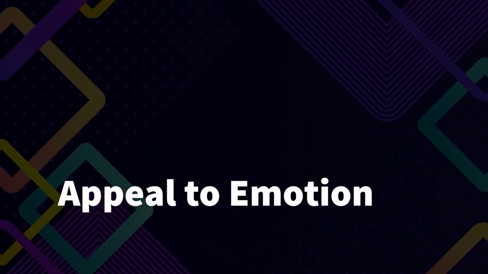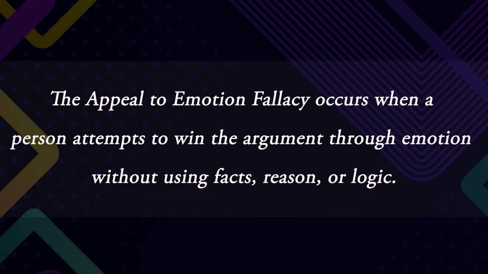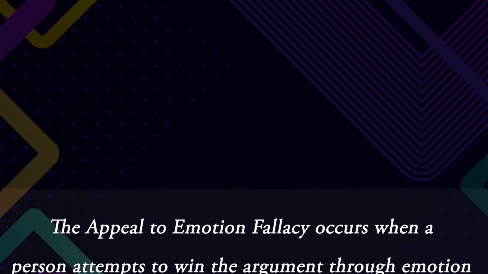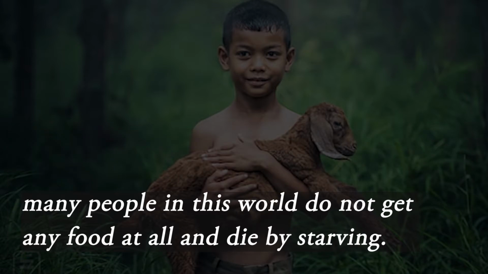Third, appeal to emotion fallacy. The appeal to emotion fallacy occurs when a person attempts to win the argument through emotion without using fact, reason, or logic. For example, Sam did not want to eat his favorite goat's meat, but his dad told him that you are fortunate enough to have a great dinner on your plate. Many people in this world do not get any food at all and die by starving.